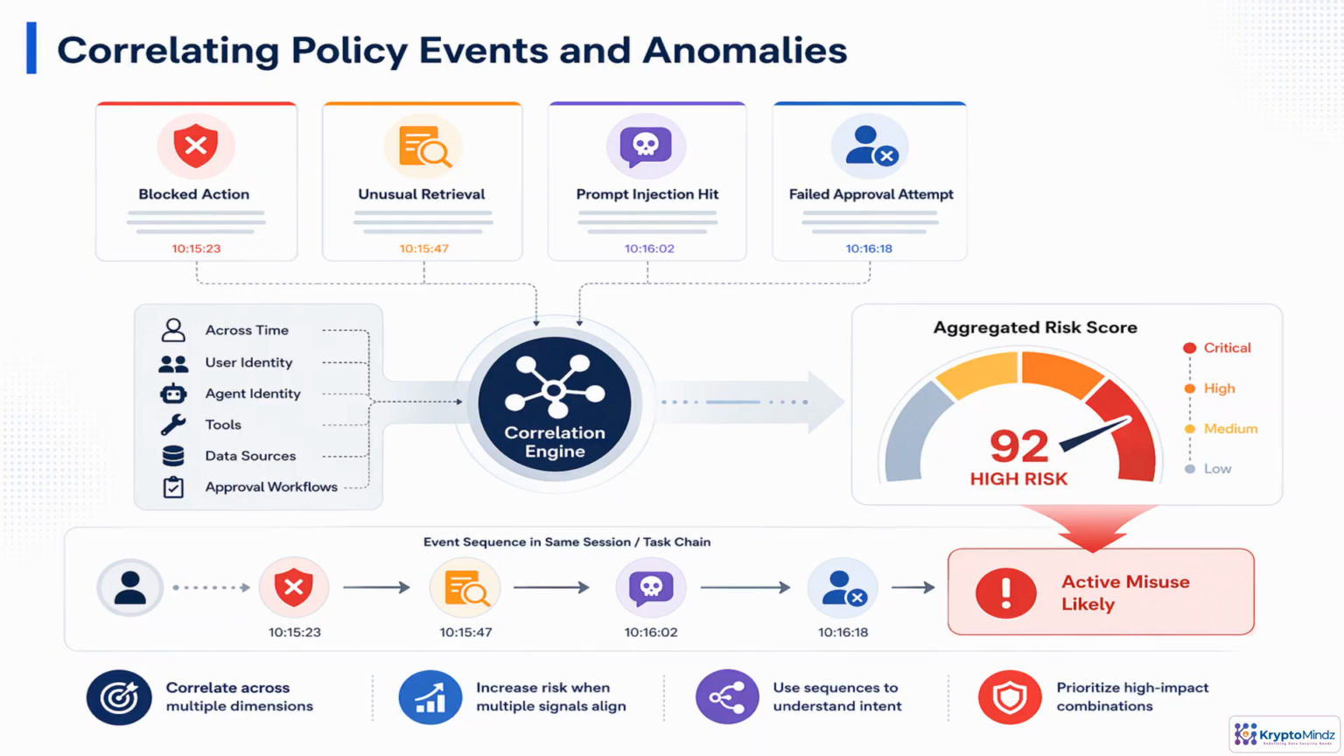Strong detections rarely come from one event in isolation. A blocked action might be harmless. Unusual retrieval might be a mistake. But if the same user and agent show a blocked tool call, sensitive data access, a prompt injection hit, and a failed approval attempt in one task chain, confidence rises quickly. Correlation connects time, identity, tools, data sources, and approvals into a single risk picture. The sequence matters too. It helps separate accidental misuse from active probing and control bypass.